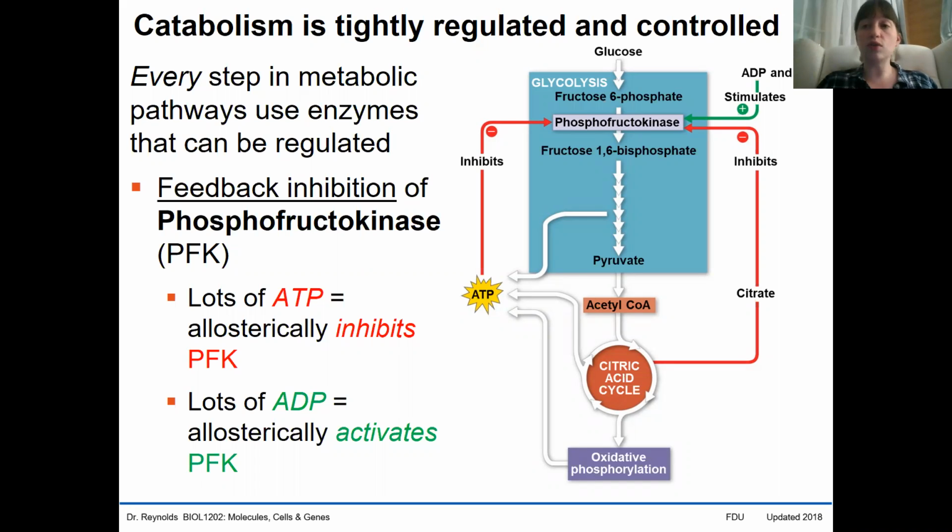So if we've used most of our ATP and we have lots of ADP in the cell, that will actually activate phosphofructokinase. This ability to be either activated or inhibited is because phosphofructokinase can be allosterically regulated, which allows these two components to be in opposite of each other.